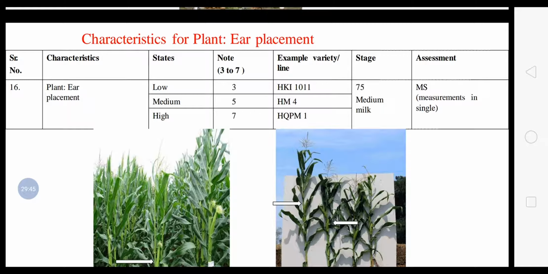The 16th characteristic is ear placement. Ear may be at low, medium or high position. Low means scored as 3. Example is HKI 1011. Medium is scored as 5, HM4, and high is scored as 7, HQPM 1. Stage is medium milk stage.